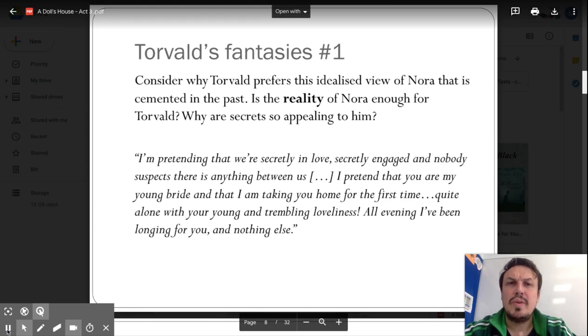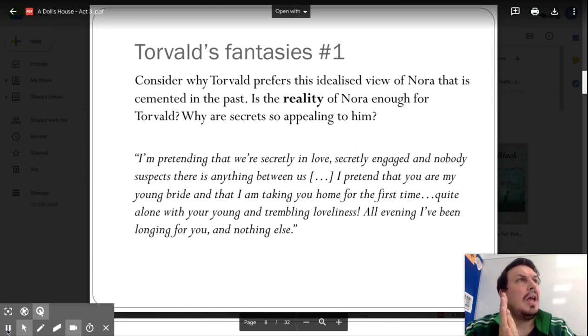It's as though the reality of Nora isn't enough, and he has to fabricate this fictionalized version, which is sexualized, objectified, and clandestine, secretive, and all the associated excitements, as though their marriage is no longer exciting for him.